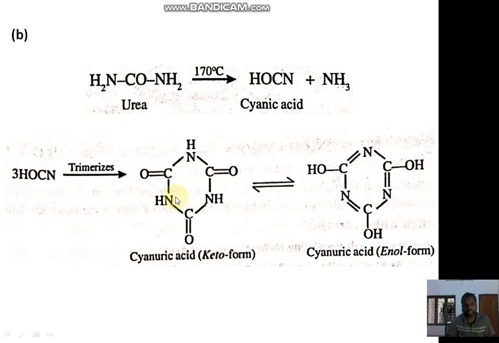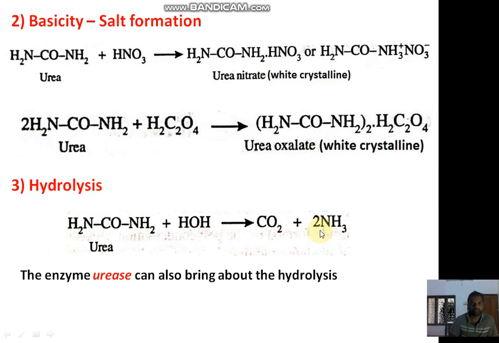In cyanuric acid we have C double bond O, NH bond. In enol form we will have COH and doubly bonded to nitrogen. This hydrogen and oxygen has been exchanged. The position of this hydrogen is changed, and the position of the double bond also changed in keto-enol tautomerism. Now the action of heat you have discussed already.